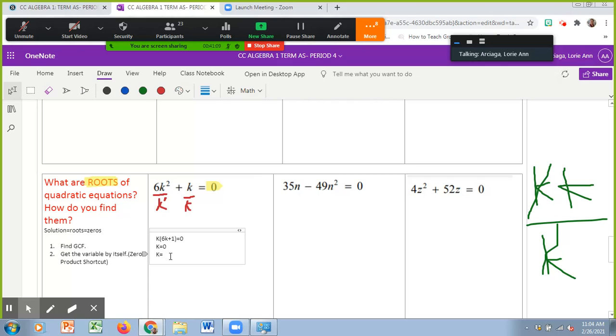What's the opposite? -1. Now what am I going to divide by? What am I going to divide by? 6. There you go. And those are your two answers.